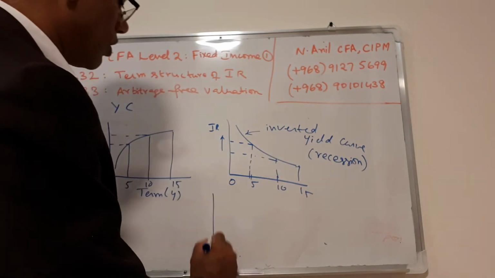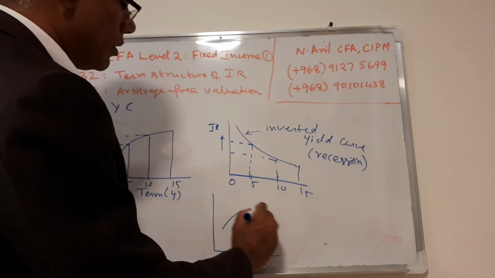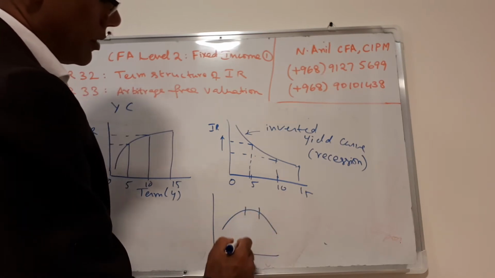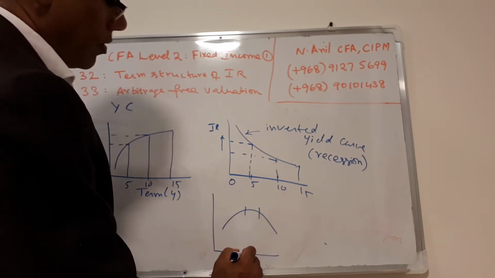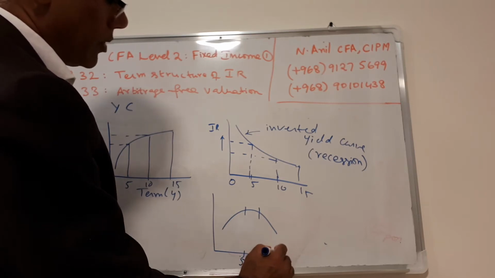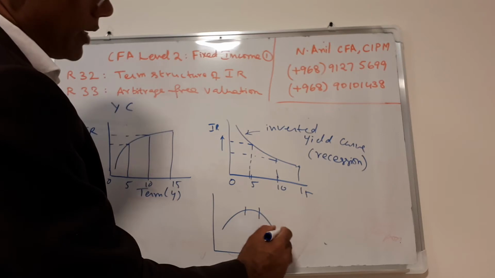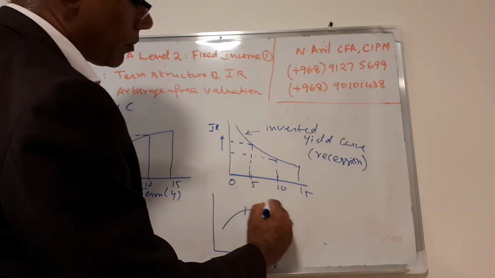There is one more yield curve called a humped yield curve. The intermediate rates, maybe this is 5, maybe this is 7, maybe this is 10, are higher than the short term and the long term rates. This is called a humped curve.